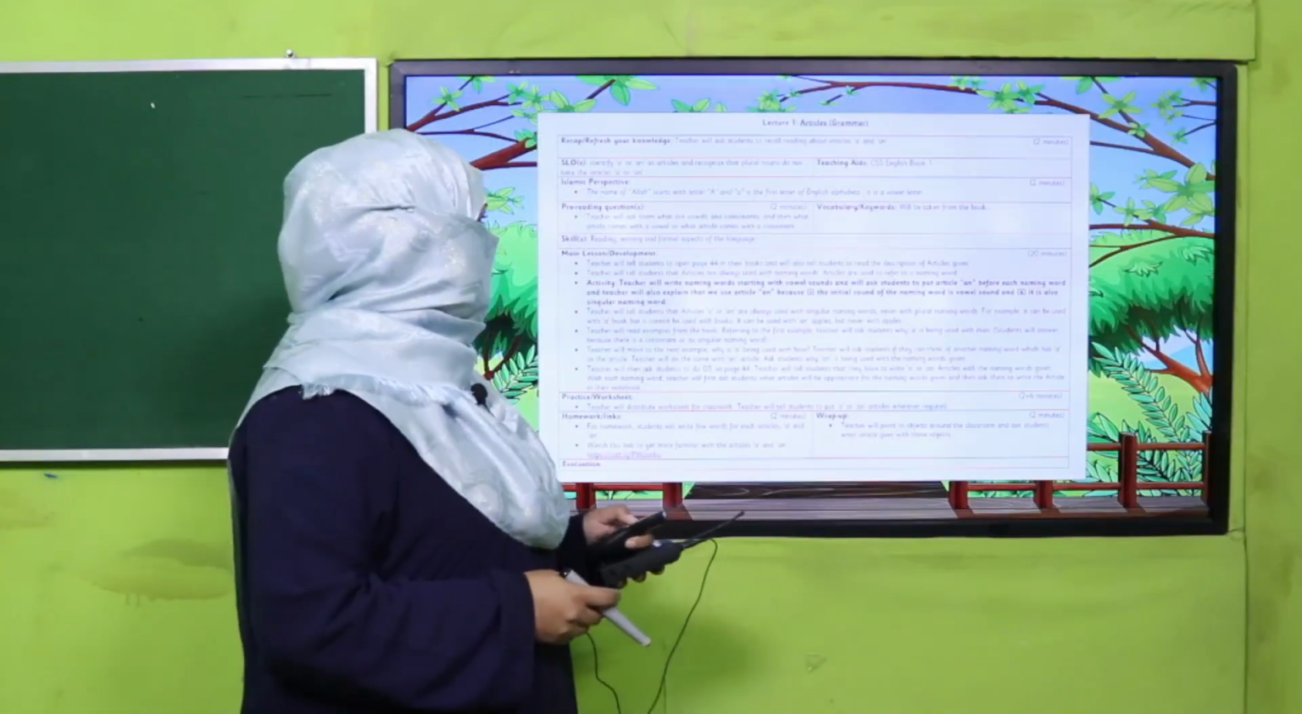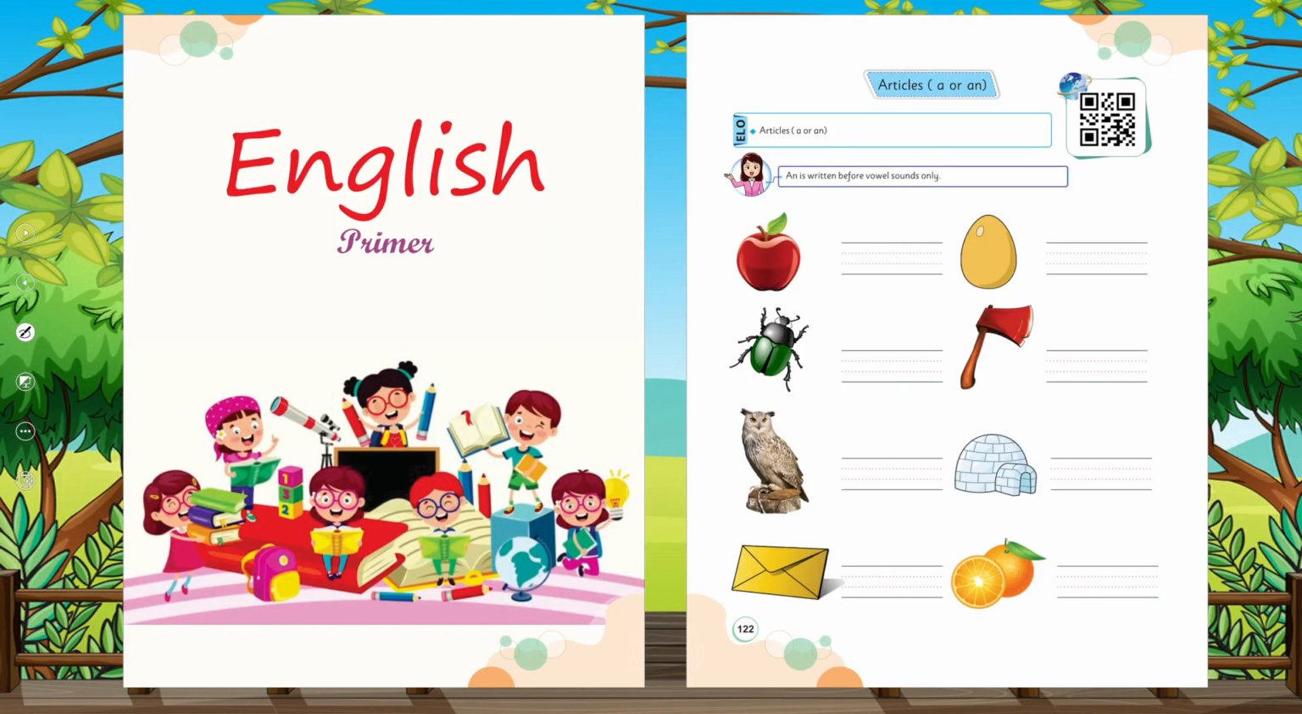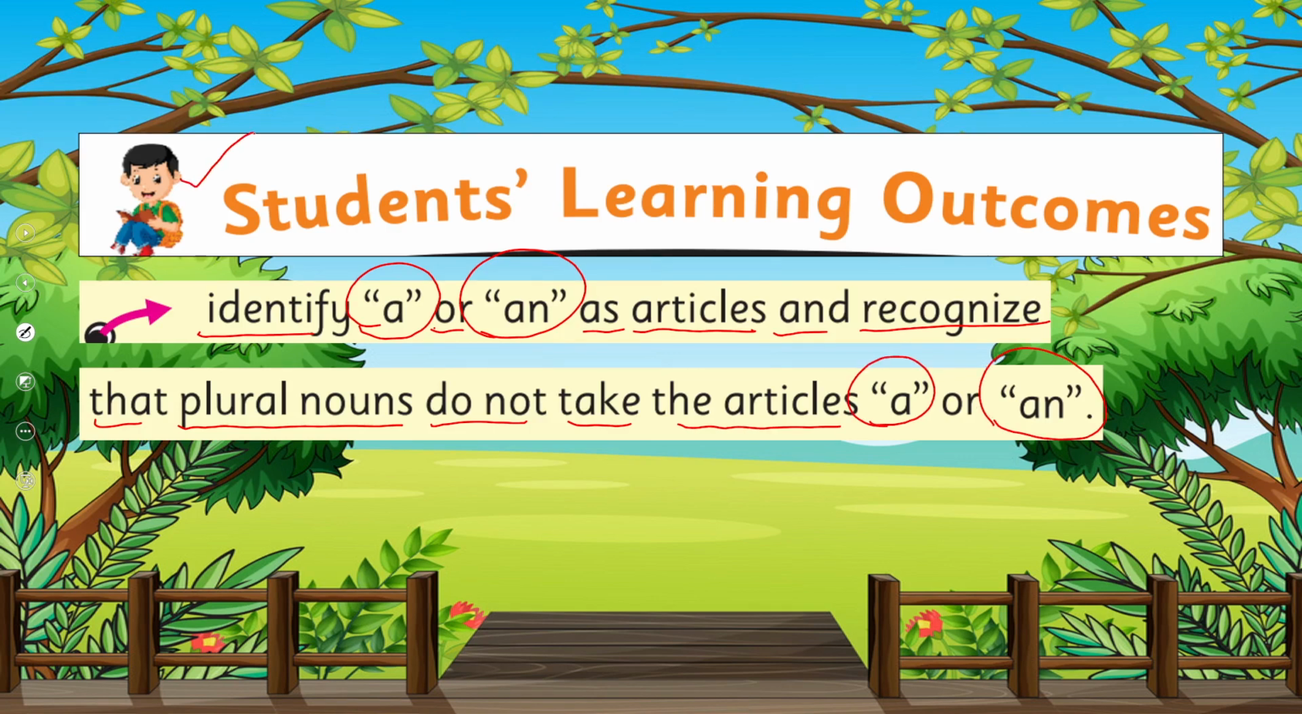Yes, my dear children, today under the title of grammar, we are going to learn about articles. Before this, in your English primer, you have learned about articles a or an. I hope you remember. If not, you may watch this video lecture again. We are going to learn further to identify a or an as articles and recognize that plural nouns do not take the articles a or an. This is our today's SLO.